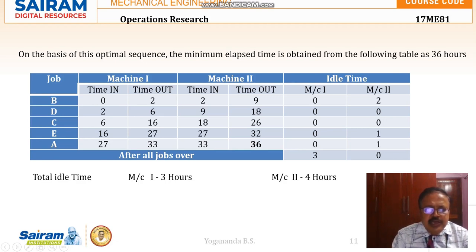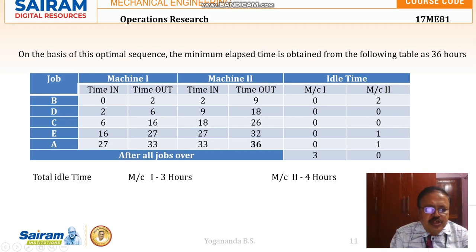Now the idle time of machine 1 and machine 2. Machine 1 is not kept idle, because the job enters machine 1 on the 0th hour. So idle time is 0. But machine 2 is kept idle because until this job comes out of machine 1, it has no work to do. So for the first 2 hours it is jobless. So I will write 2 here for idle time.